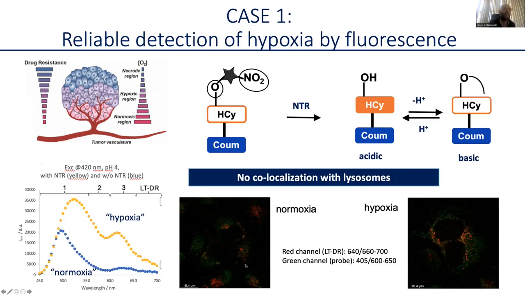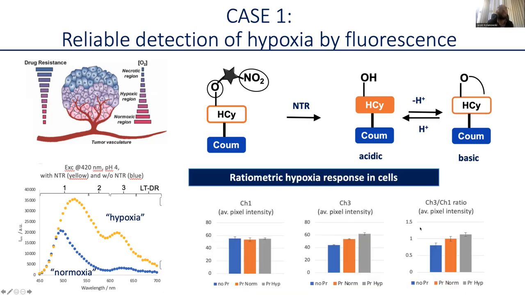We first looked into the probe in cells, and we showed that in hypoxia there is indeed a change in the ratio of the signals at different wavelengths. This confirms our response, but one important aspect is that we also looked into the localization of our probe, because lysosomes are naturally acidic environments, so we could have a false positive signal if our compound localized specifically in lysosomes. But we showed that this is not happening, neither in normoxia nor in hypoxia. We also proved that the ratio of fluorescence in orange and blue is increasing in the hypoxic regions versus the normoxic ones. So we now have a reliable way of looking into the hypoxic regions.